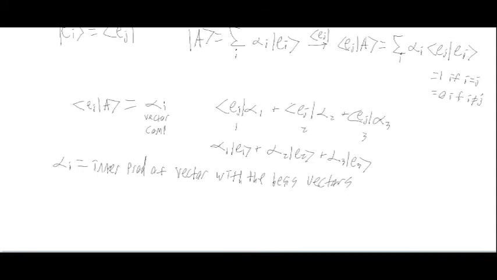And so what else we can do here is, since A is equal to the sum over I of alpha I times EI, then we know that EJ inner product with our vector A is equal to alpha I.